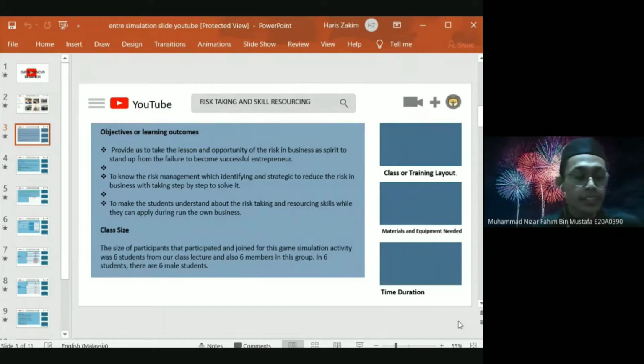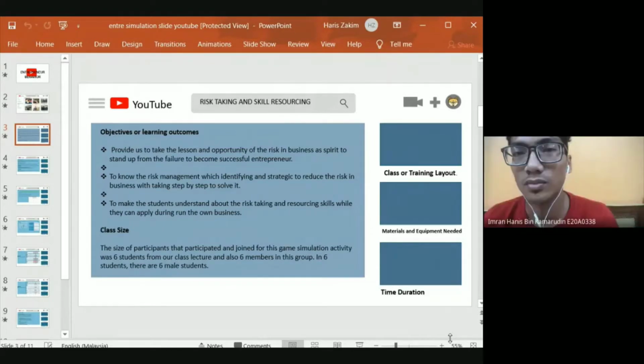Okay, next is class size. The size of the participants who joined this game simulation activity was 6 students from our class lecture, and also 6 members in this group. Among the 6 students, there are 6 male students.